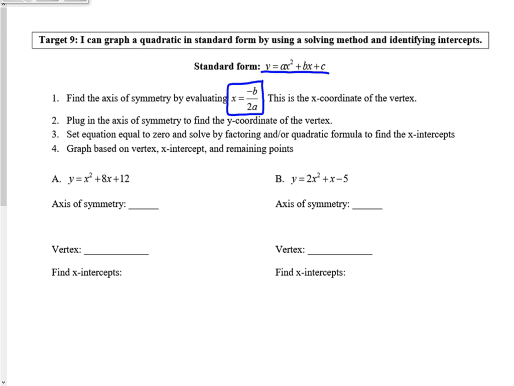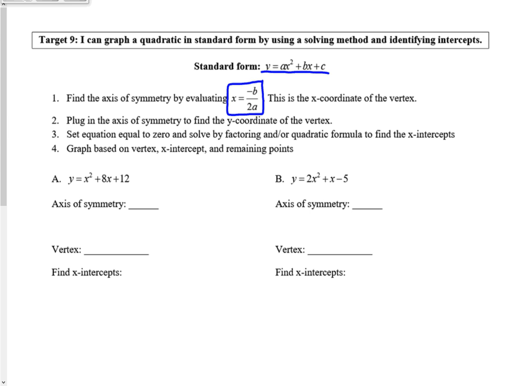After we find our vertex x value, number 2 says we're going to plug that in to find our y coordinates. They're not going to automatically give you the y value of the vertex in your equation, but we'll have to plug that x value in to find it. In order to find our x-intercepts, we're going to continue to set the equation equal to 0, but now we're either going to have to factor or use the quadratic formula to solve for the x-intercepts. And then we'll go ahead and graph it.